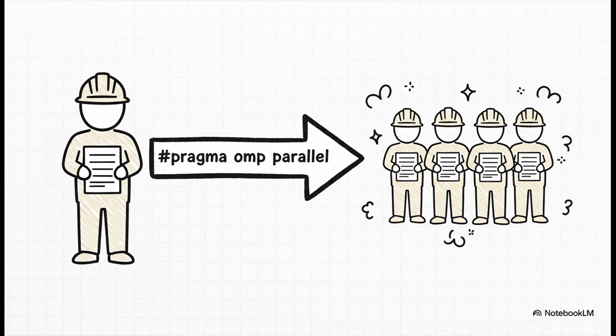But watch what happens when we add just one little line of code, #pragma omp parallel. This is what's called a compiler directive. Think of it as our project manager, OpenMP, yelling, "All right, team, let's go." And just like that, that single to-do list gets handed out to the entire team, and they all start working at the exact same time. It's kind of like magic.